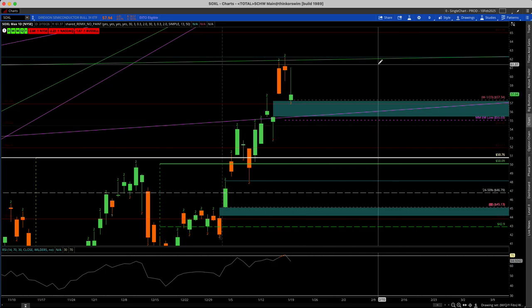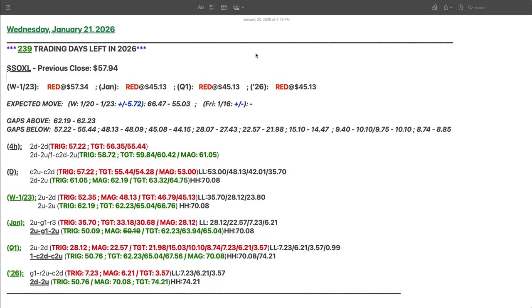All right. Let's go ahead and switch to the notes real quick so we can look at the numbers here. Again, this is for Wednesday, January 21st. On Wednesday, there will be 239 trading days left in 2026, and the close price on Tuesday was $57.94. We know that price opened this week at 57.34. So for the week to go red, we would have to go below that level. And for the month, quarter, and year to go red, we would have to go below this 45.13 level.